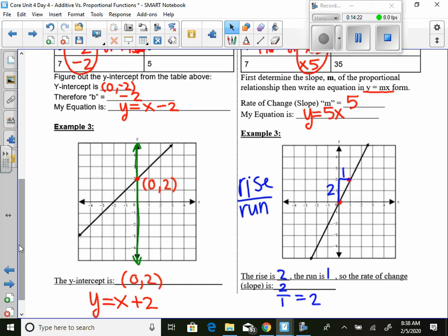You guys are going to use these notes to finish up your math space and your IXL.